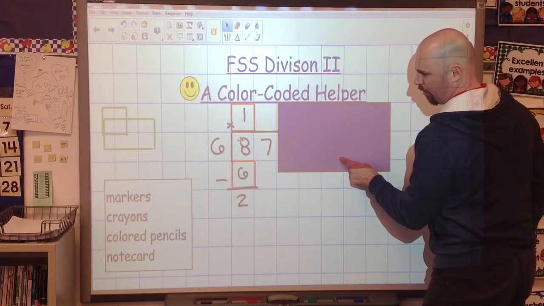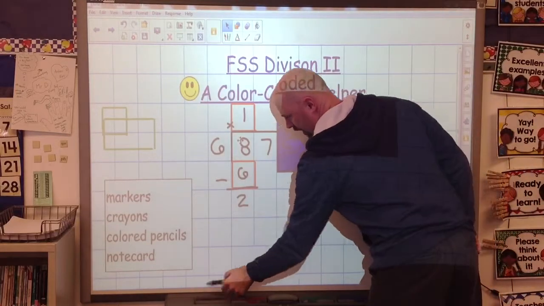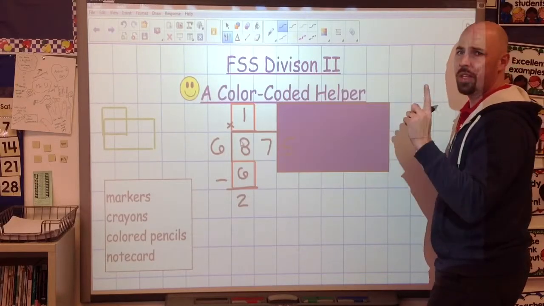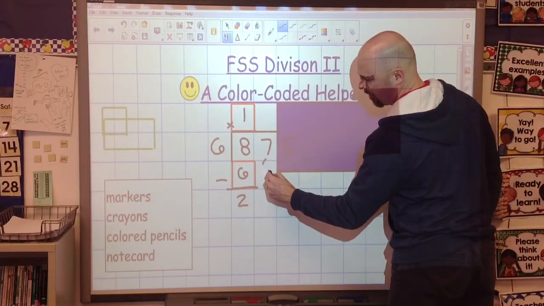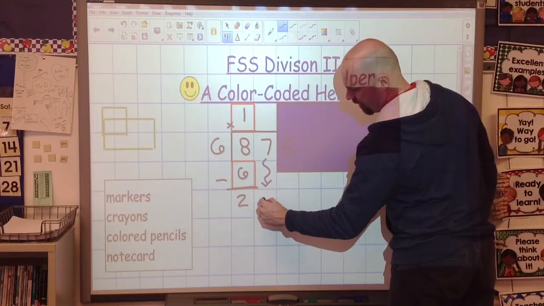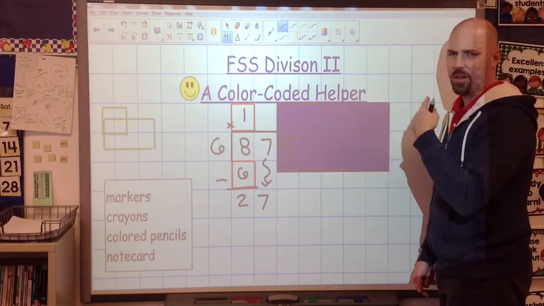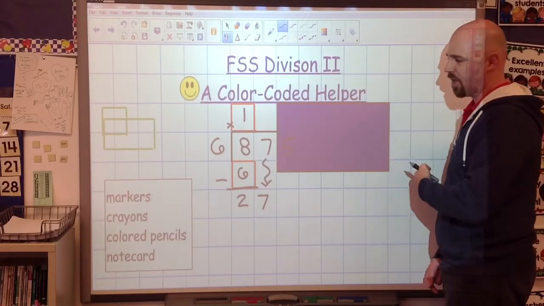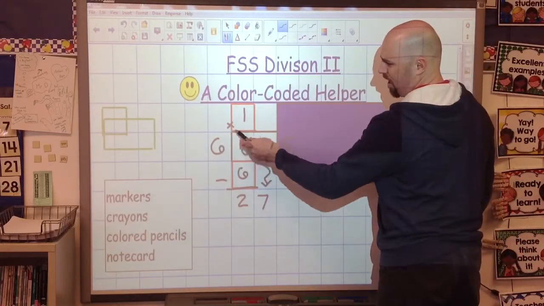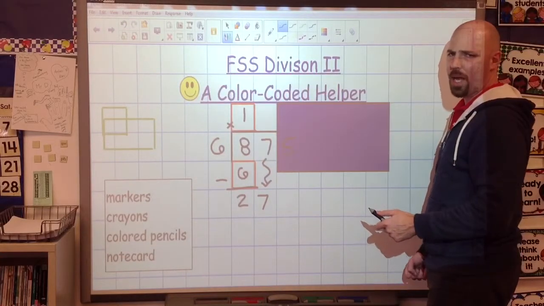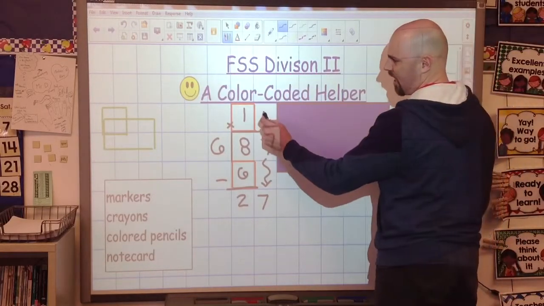So let's move this over 1 digit. And now that we have 2 digits here, we need to make sure we let the children know that we only slide down 1 digit at a time. So we're going to slide down the 7, and we've created our new target, and now the process starts over again. Fact, subtract, slide. So now 6 times something gets me close to a 27 without going past it. And that's going to be 6 times 4.